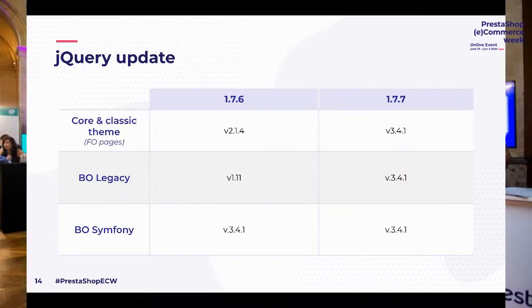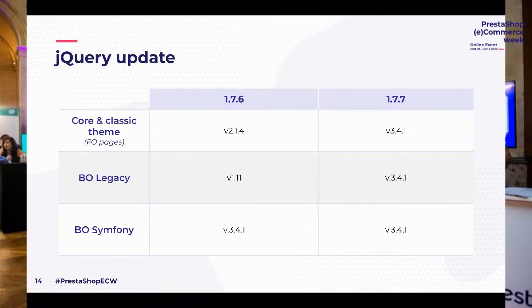If we have a look at the different parts of PrestaShop that were upgraded, for example, core and classic theme, we're using jQuery 2 in the core part, because you have the theme code which was already in jQuery 3, but you have the core theme, the thing that we call the core theme, which is a bunch of core functionality which is shared among all themes, regardless of the one that you're using.